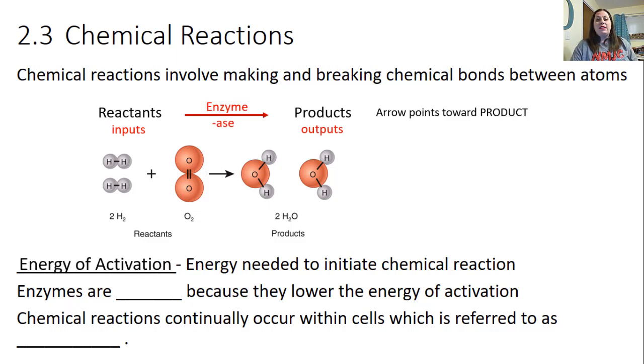In order to break these bonds and cause this reaction to begin, this is called energy of activation. It's the energy required to initiate the chemical reaction. Enzymes are a catalyst, which is going to lower the amount of energy needed. All right, it's going to make it easier because we don't need as much energy added. Chemical reactions continually occur within cells, which is referred to as our metabolism. Remember, our metabolism is the sum of all of our chemical reactions in our body.